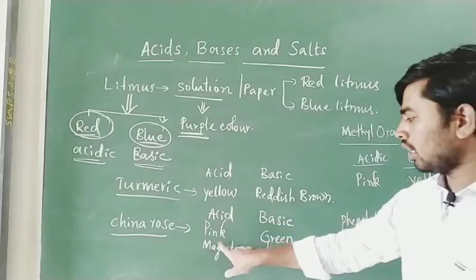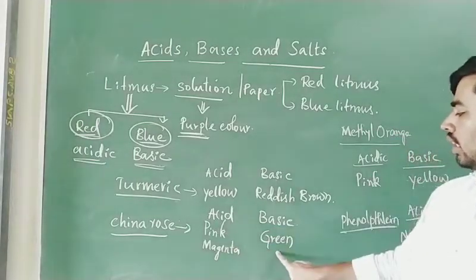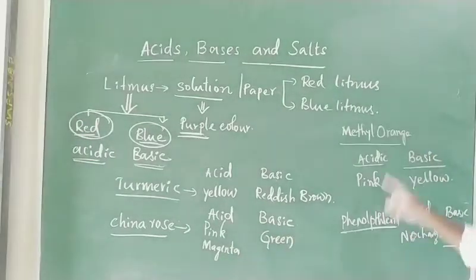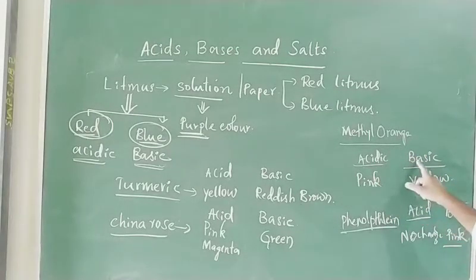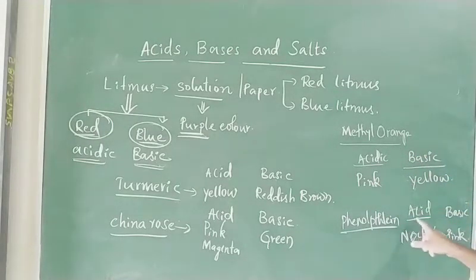China rose: pink or magenta, we are going to call it, in acidic medium. Green color means it is a base. Methyl orange: acidic medium pink color, basic medium yellow color. Phenolphthalein: acidic medium is no change, basic medium is pink color. So in this way they are going to show different colors. This is about the indicators.